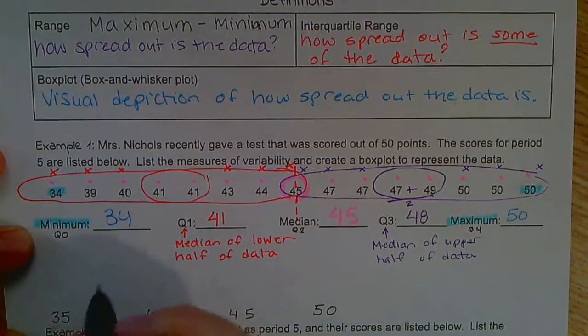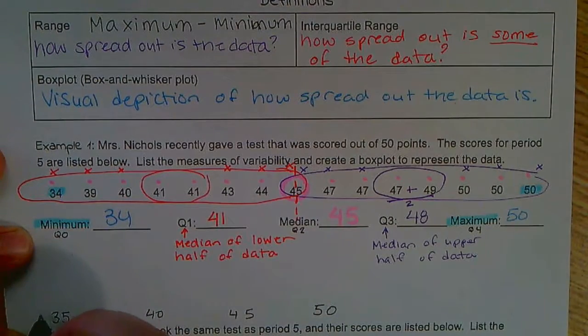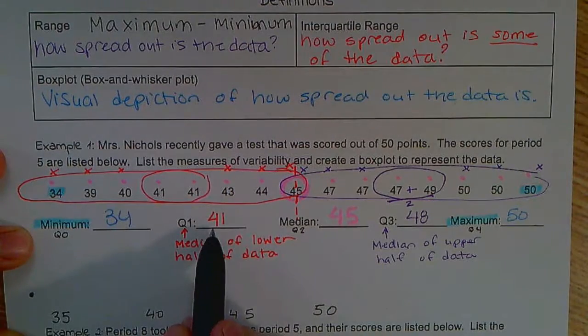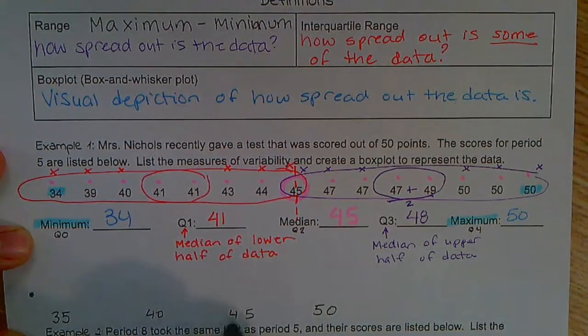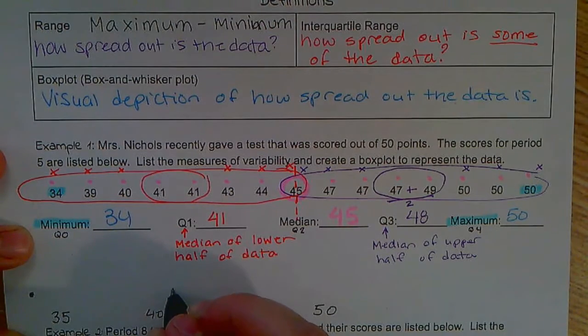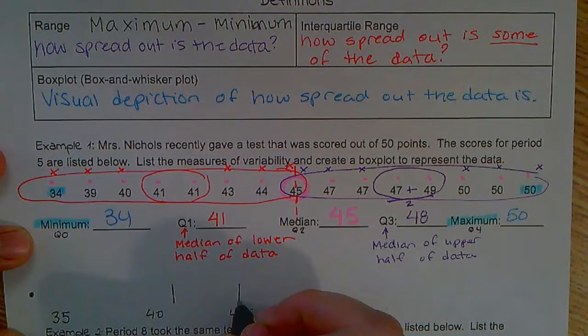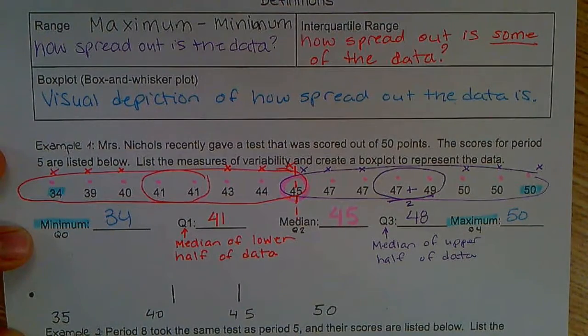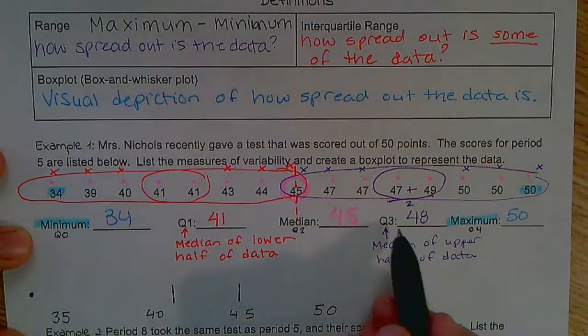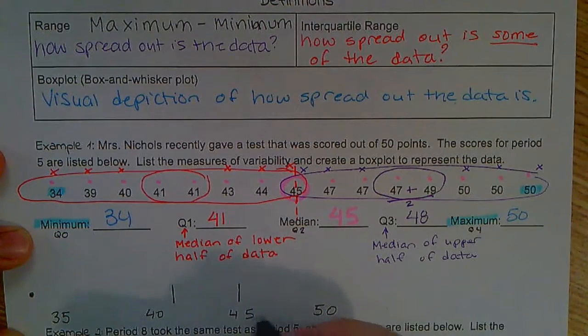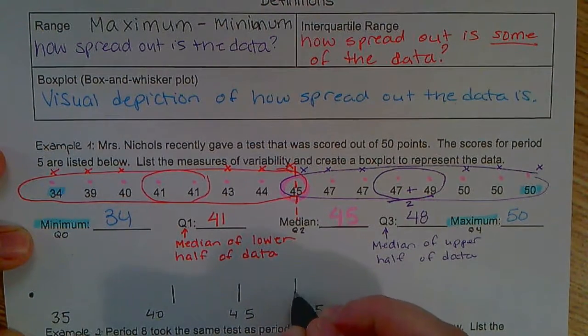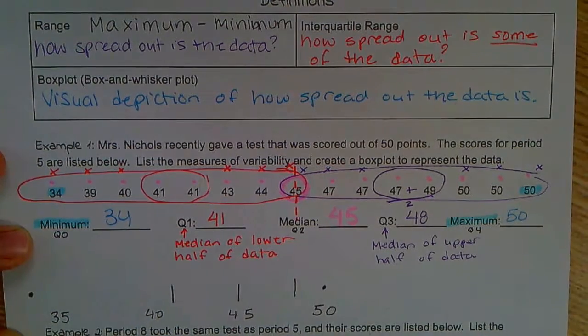My maximum and my minimum, they'll both get labeled with a dot. So I'm putting a dot right now at about 34, and I need to estimate because I only put multiples of 5 along my scale. My first quartile at 41, I'll put a vertical line segment. And the same thing goes for my median and my third quartile. I'll find 45 and then 48 and put vertical line segments there to represent where those data points fall. And then my maximum, like I said before, gets a dot.